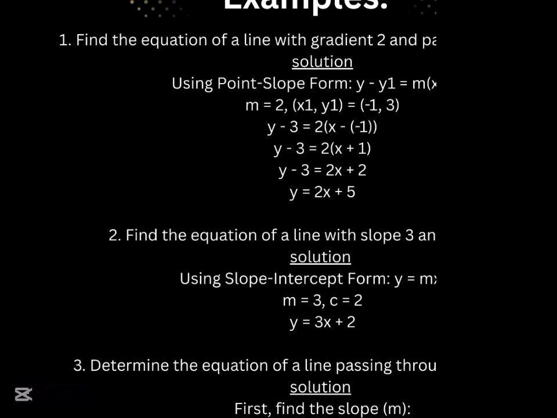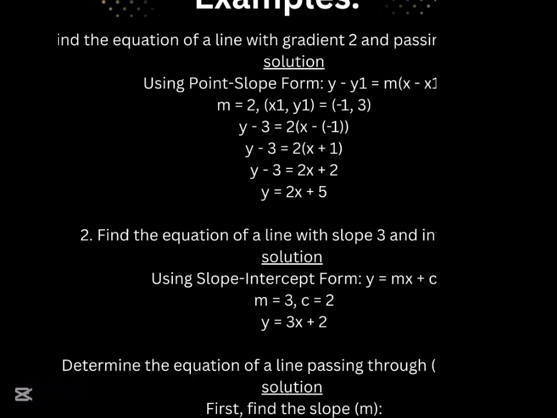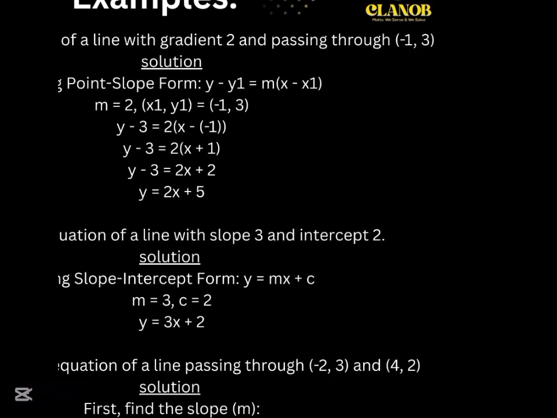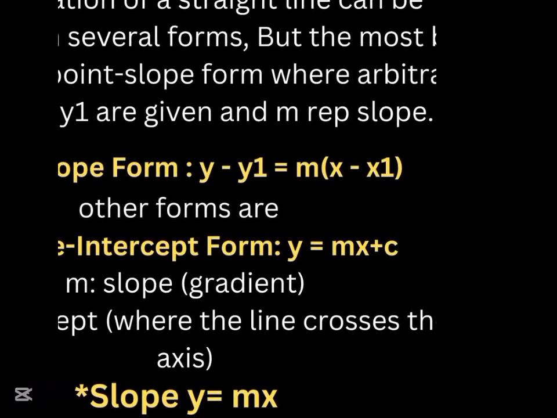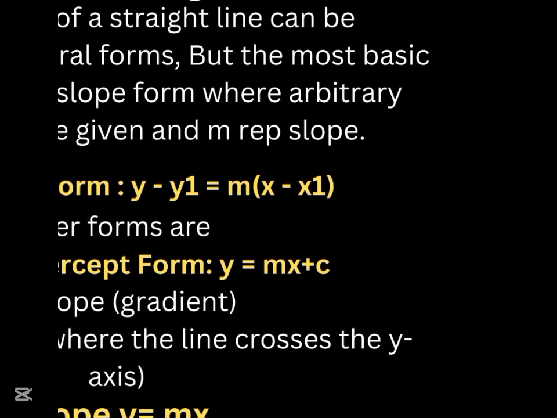The first example here is to find the equation of a line with gradient 2 and passing through the point minus 1, 3. Now let's go back and look at our point slope formula. You have y minus y1, which is your point. Your y1 here is your point, and your m here represents your gradient. Your x1 here is your point.